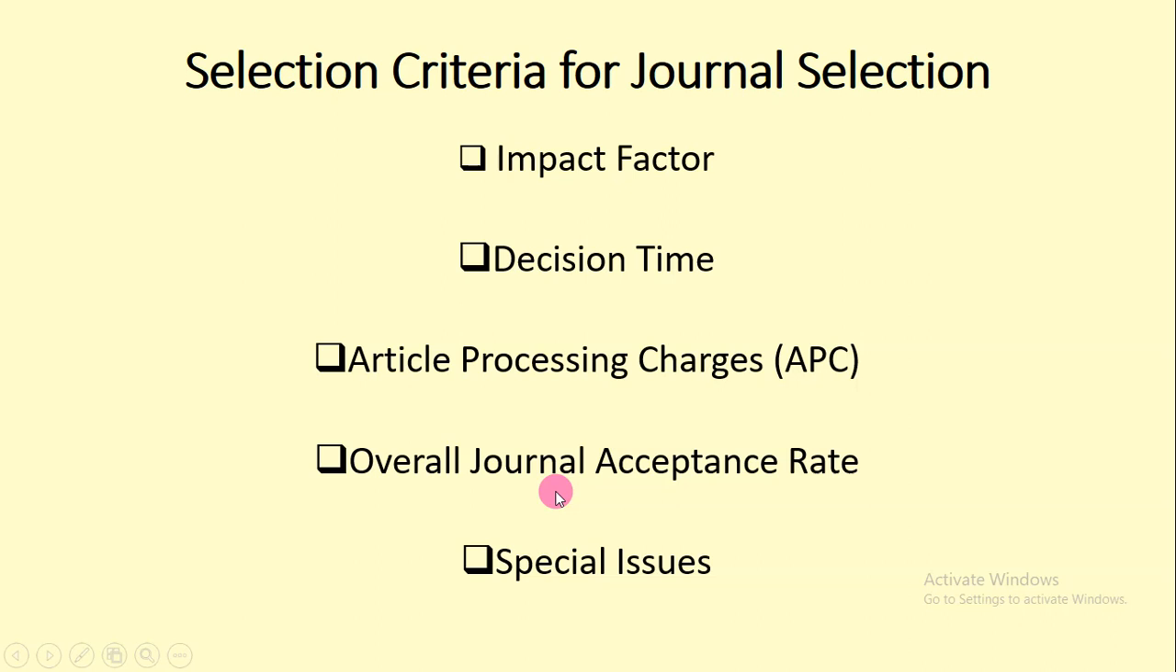Some journals accept very few papers. If they receive 100 papers and accept 10 of them, the acceptance rate will simply be called 10%. So the author also takes care of these things.